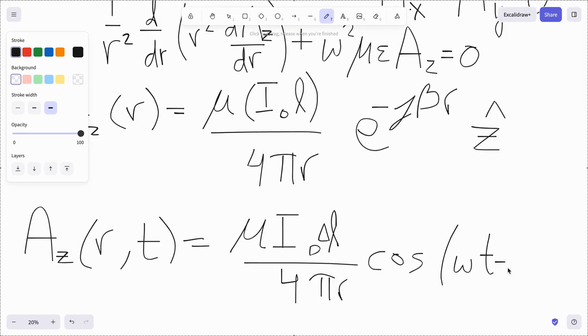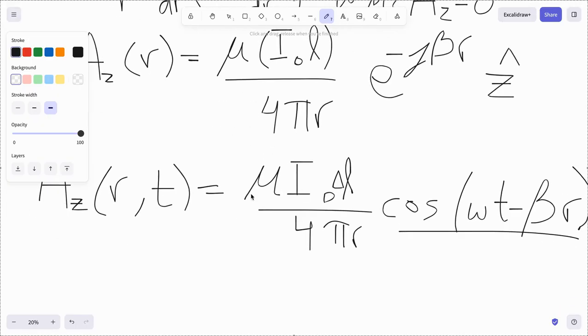And this resembles two things. One, this is a spherical wave. Clearly, we can prove that this is a spherical wave based on this expression because of this omega t minus beta r. And the other thing is that this looks very similar to the Biot-Savart law, right? In the last video, we drew a comparison to Coulomb's law.